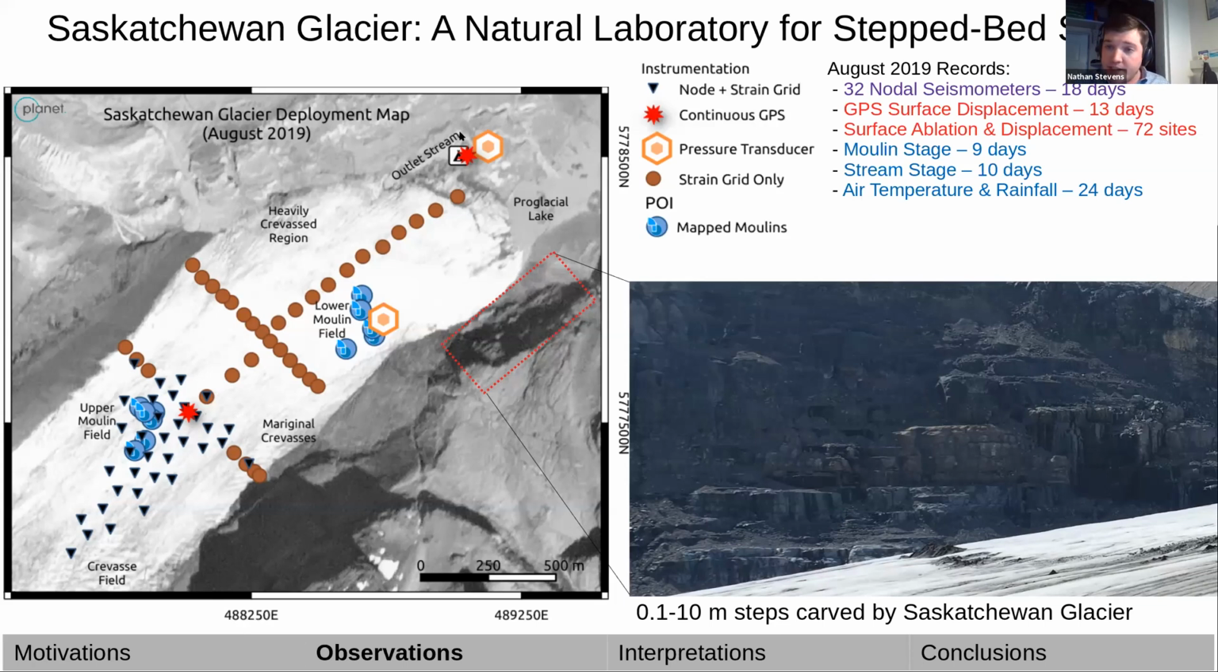We set up a stream staging gauge here, and we monitored ablation across all of these sites, as well as recording air temperature and rainfall to give us this big picture of what the hydrology dynamics and seismic emissions of the glacier are. And so what we found is this.